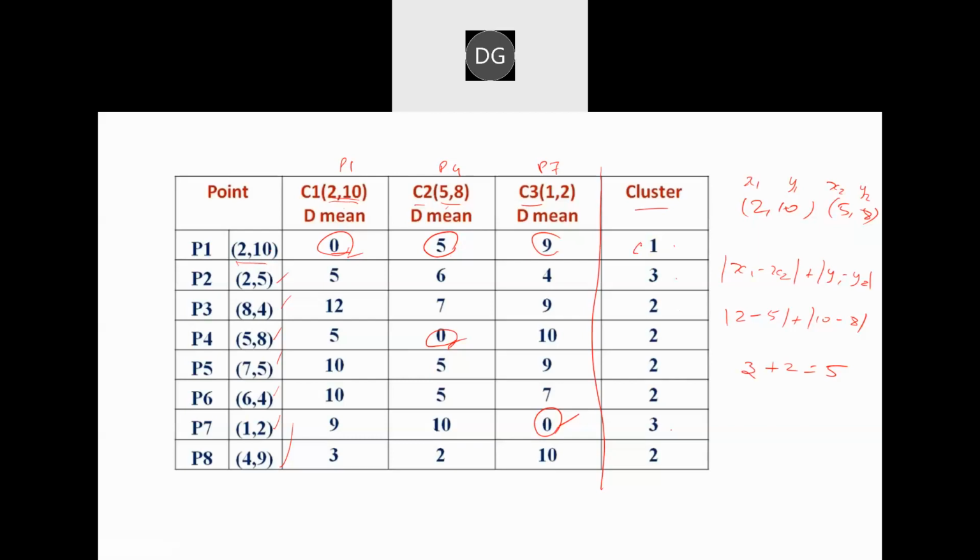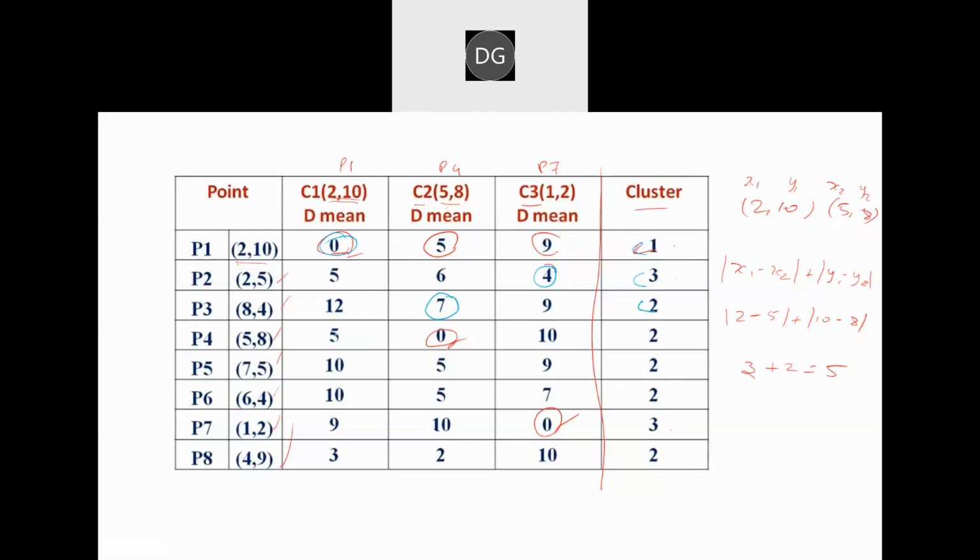Okay. Similarly, in the second case, 5, 6 and 4 are there. So 4 is the minimum value. So otherwise I will change the color. Okay, so here 0 is the minimum value and in this case 4 is the minimum value, which belongs to cluster 3. Okay. And in the third point, which is very close, C2 is closer. Okay.